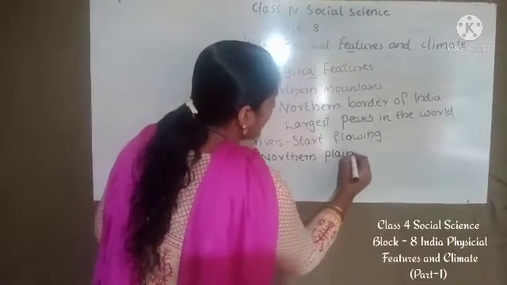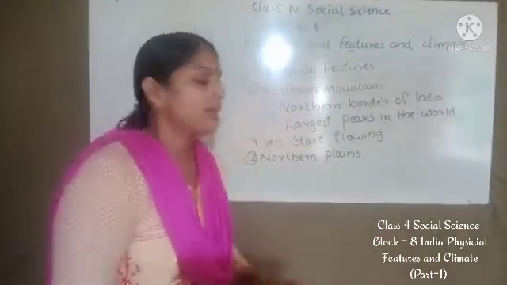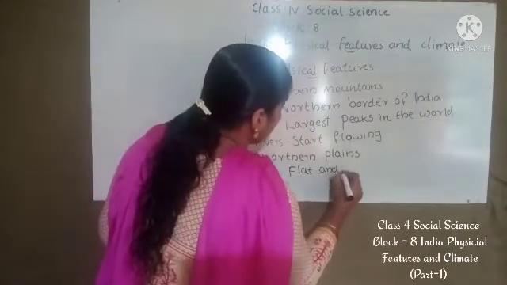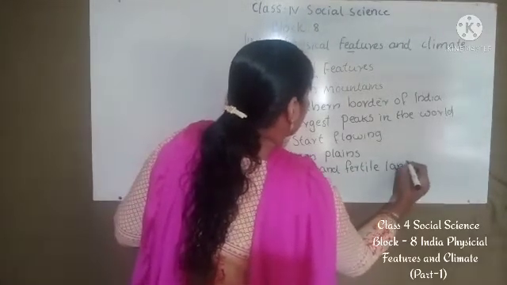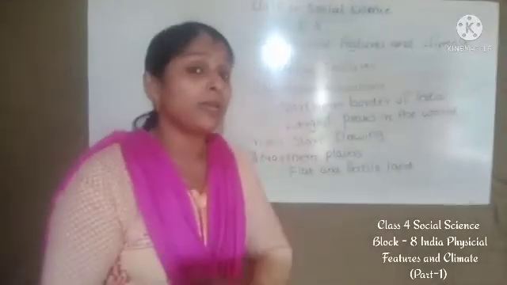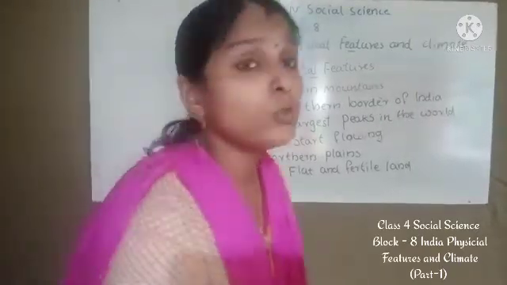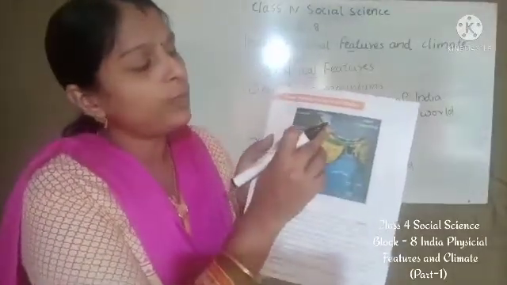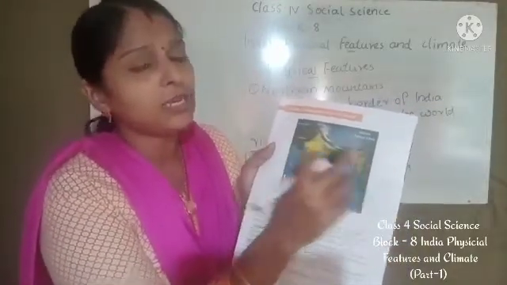Which type of land is called plains? Yes, flat and fertile land is called plains. So where are the plains, children? Just below the northern mountain it is plain. So the northern plains are situated south of the northern mountain. You can see just below the mountain some green colored area. This green colored area shows plains.